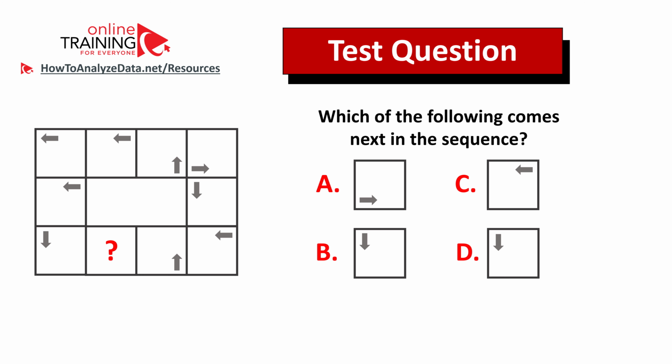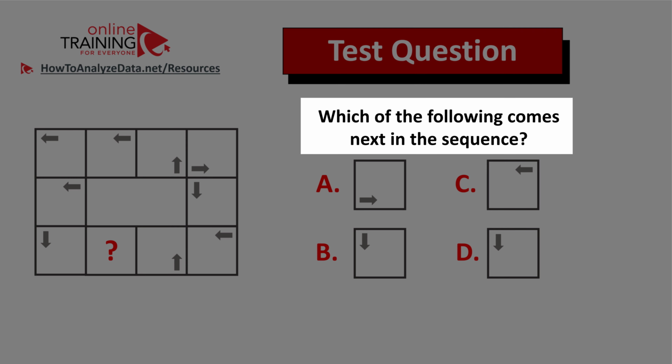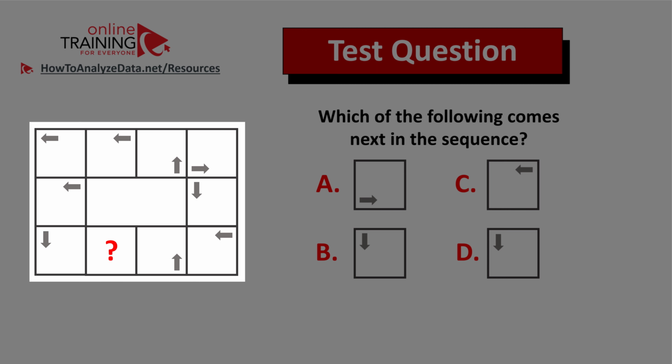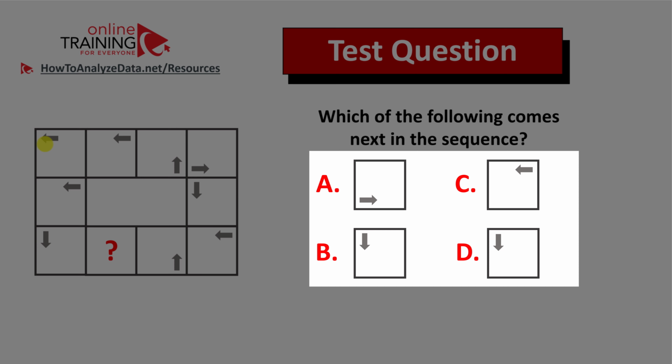And here's a question from the real test you can try to solve on your own. Which of the following comes next in the sequence? You're presented with the sequence on the left. The sequence contains boxes, and inside of each box there is an arrow pointing in a different direction. You also have four different choices, A, B, C, and D, and among those choices, different boxes with arrows pointing in a different direction. Feel free to pause this video and try this challenge now.